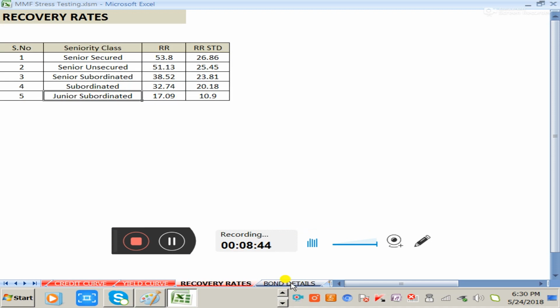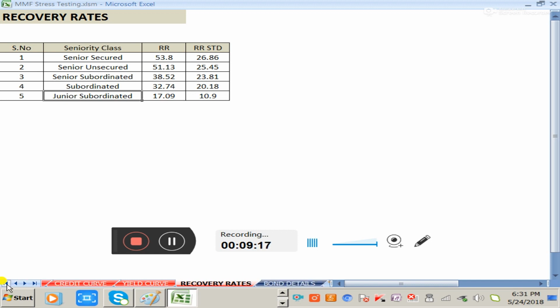Recovery rates are nothing but the historical experience of different types of seniority class of the securities that experience the recovery rate if gone into default. So there are 5 seniority classes, which is senior secured up until junior subordinated. Each one has a recovery rate of 53.8% at the top and 17.09% at the bottom, and each one has a volatility starting with 26.86% to 10.9%.